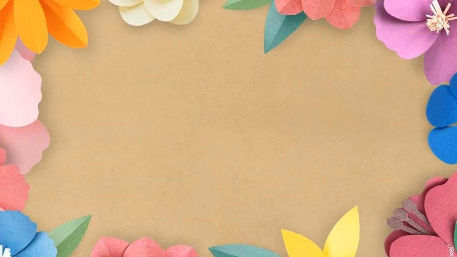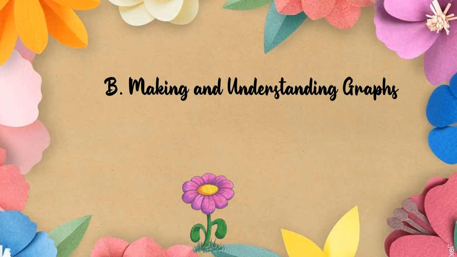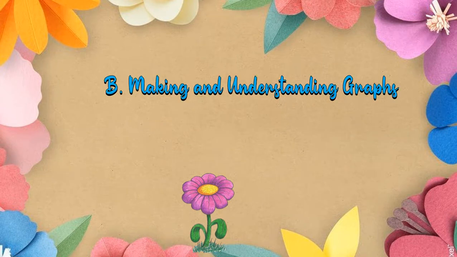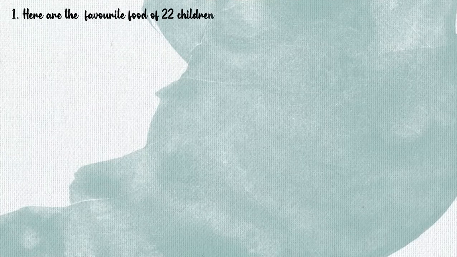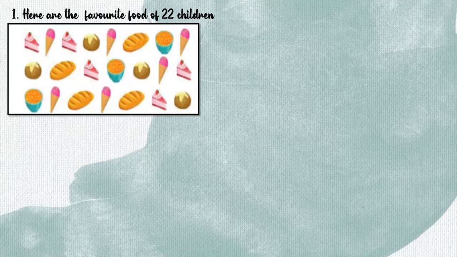Okay, now let's continue to the second point, that is making and understanding graphs. Membuat dan juga memahami grafik. Let's learn together. Mari kita belajar bersama-sama. Number one, here are the favorite food of 22 children. Ini adalah makanan favorit dari 22 anak. What picture or what food do you see in the picture? There is ice cream, bread, and etc.